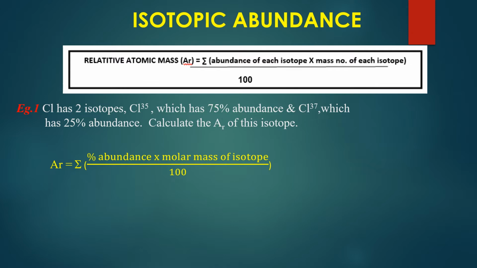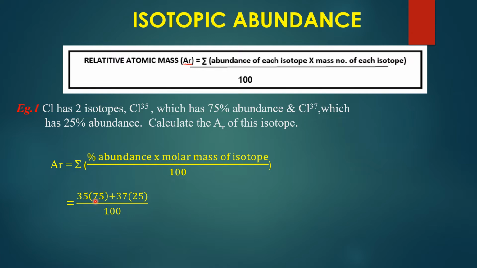Now, for percentage abundance, we are going to look at one isotope first. Let's say we look at chlorine 35 first. For chlorine 35, it has 75% abundance. So we will have 75 times 35, which is the mass of the chlorine, plus you add the other isotope as well. So this is how the equation will look. You can see here this 35 is the mass of chlorine 35, 75 is the percentage abundance of chlorine 35.